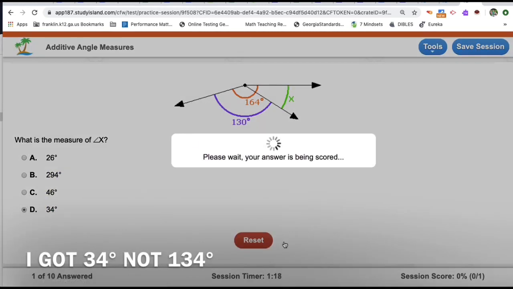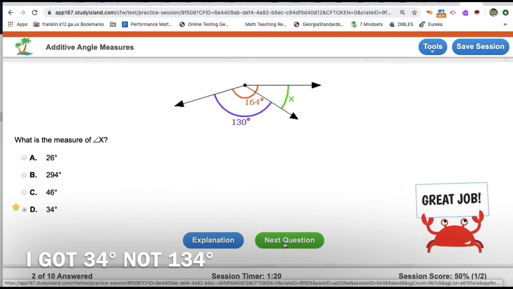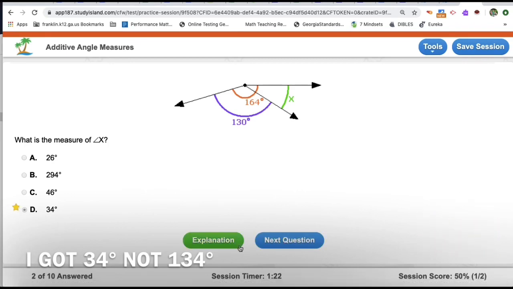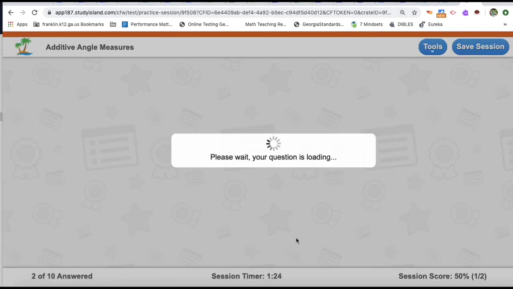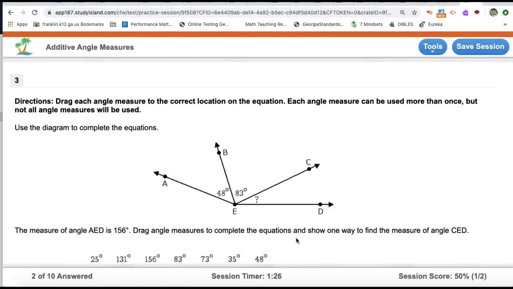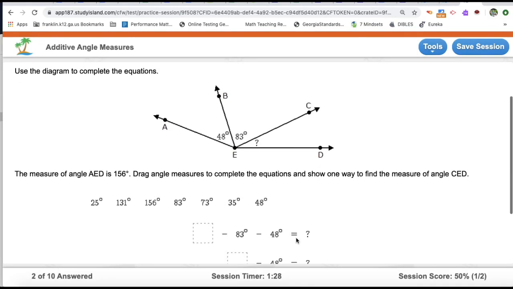You're going to hit submit, and it will tell you if you got it right. So we got it right. There's our star. Next question. All right, I'm going to miss this one on purpose so you can see what happens when we miss it.